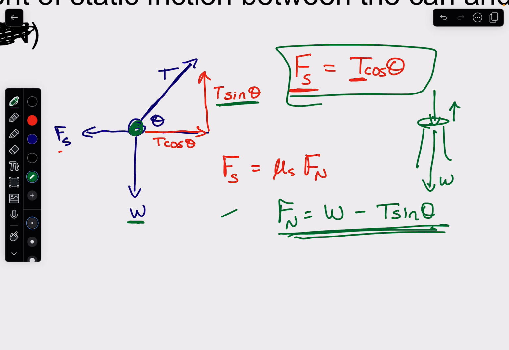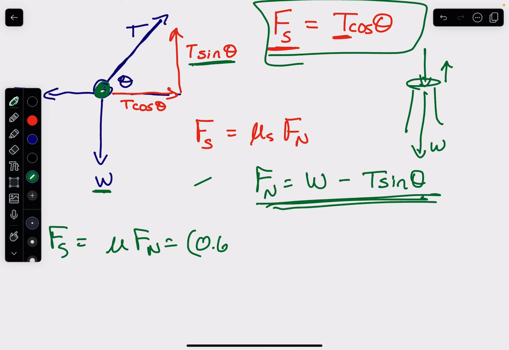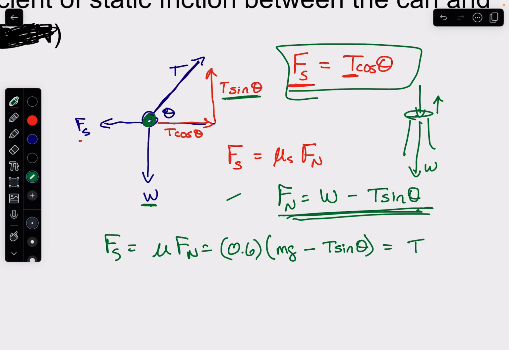So if we plug this all in right here, I can say the force of static friction equals mu times the normal force, and they gave us mu, 0.6. So 0.6 times the quantity, because this is the normal force, mg minus T sine theta. Now we know theta is 40 degrees. And that has to equal T cos theta. So this is our big equation right here.